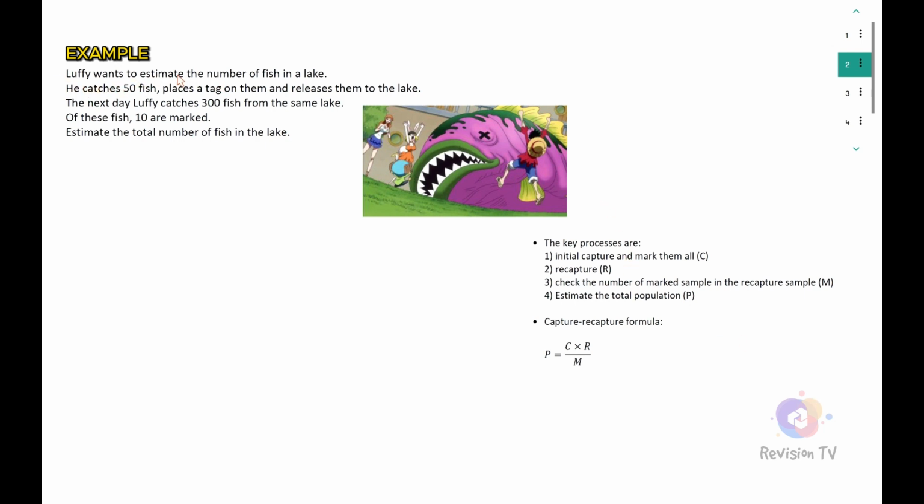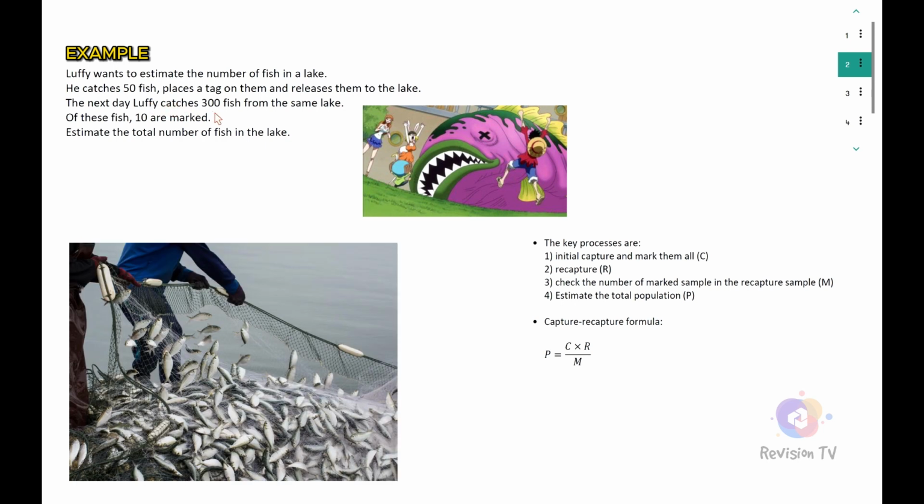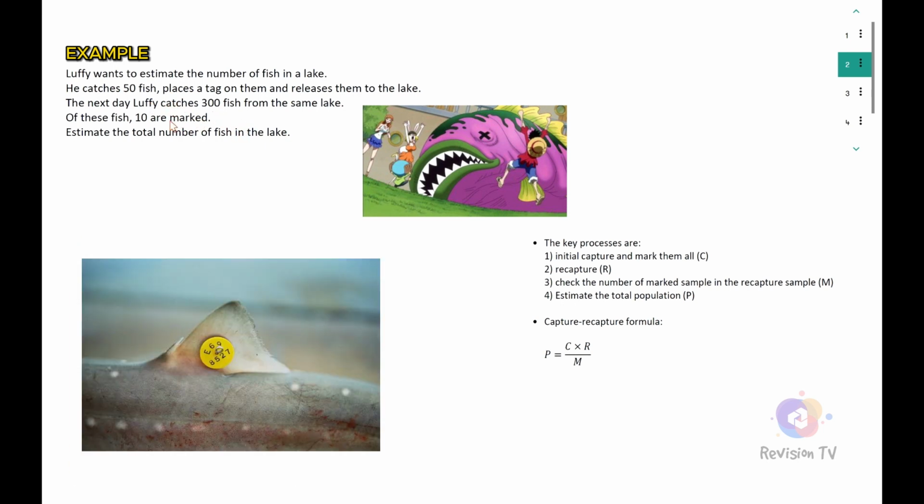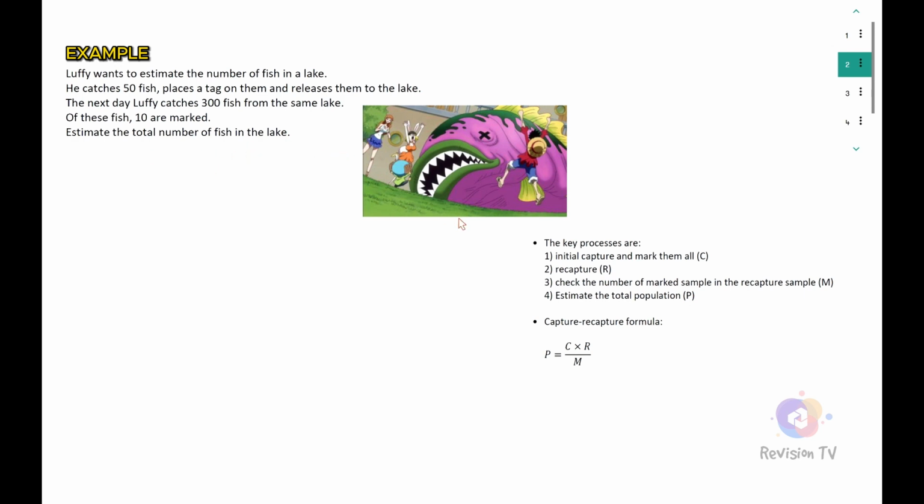Luffy wants to estimate the number of fish in a lake. He catches 50 fish, places a tag on them, and releases them into the lake. The next day, he catches 300 fish from the same lake. Of these fish, 10 are marked. Estimate the total number of fish in the lake. So they want you to work out the total number.